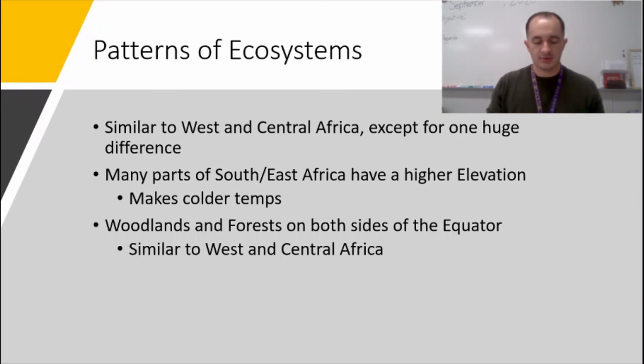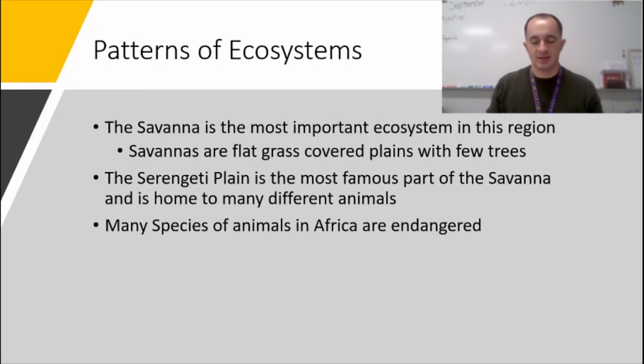So southern and eastern Africa also have woodlands and forests on both sides of the equator. We see that the savanna is the most important ecosystem in this region. Savannas are flat, grass-covered plains with few trees. So we saw this in our last section. We didn't talk a lot about it, but we see it again here, and we're going to talk about it even more because we have some very, very important or famous savannas. So the Serengeti Plain is the most famous part of the savanna.